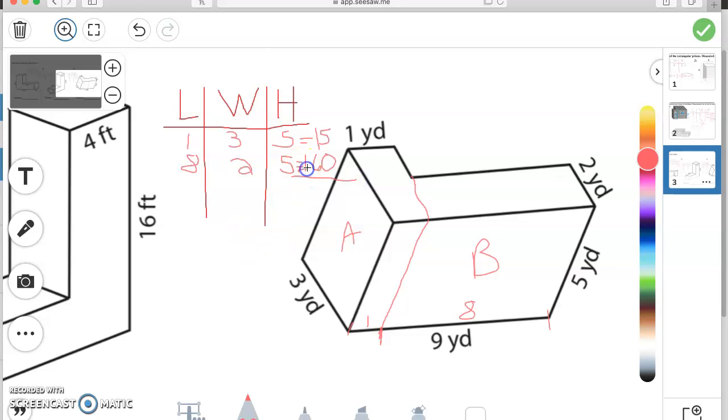So then we can add up our volumes to get our final answer. So 5 plus 0 is 5, 1 plus 6 is 7, and 0 plus 1 is 1. I'm going to label that with yards because it tells us we're measuring in yards, and cubed because that's how we label volume to show that it's 3D.